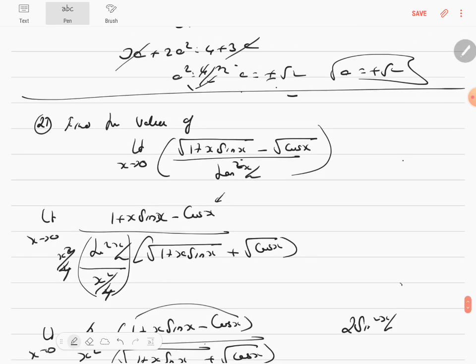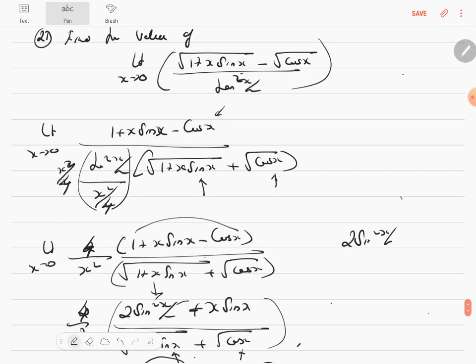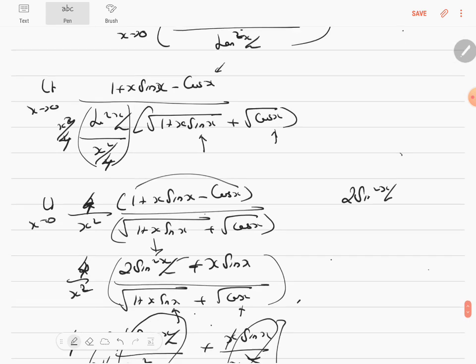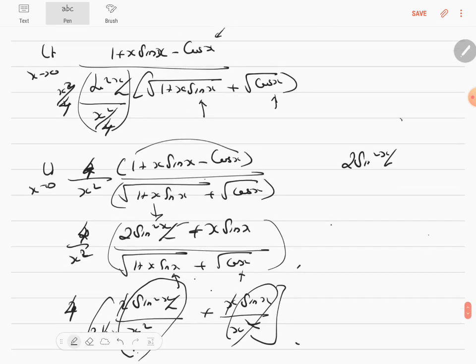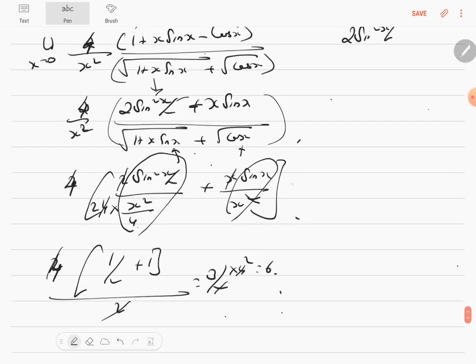1 plus x sin x minus cos x by a tan square x by 2 divided by x square by 4, x square by 4. Multiply and divide. Root of cos x. When I substitute x as 0 here and x as 0 here, you'll get a 1 plus 1, which will turn out to be a 2. Where is this answer which I've written here? I think I have forgotten that 2. That 1 by 2 is what is missing. So when I do that, I'll get the answer to be 3, and that is the right answer.